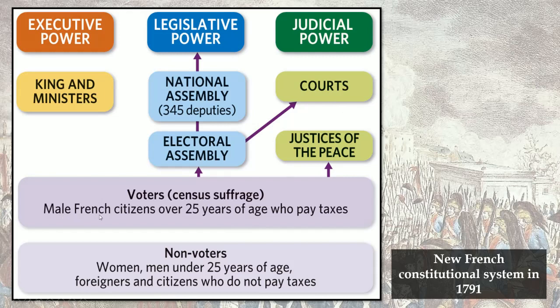Only male French citizens over 25 years of age who pay taxes can vote. This is called census suffrage. Census is a list of citizens. This means that the only ones who can vote, who can elect the National Assembly, are these voters, men over 25 years who pay taxes. And this is the census.